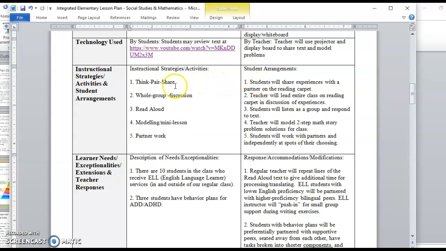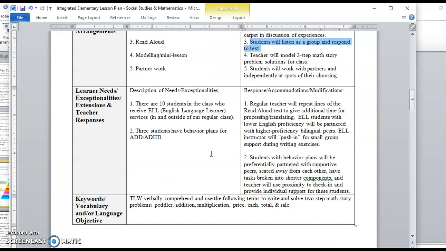For the student arrangements, you want to match up your instructional strategy with the particular student arrangement that it's utilizing. So think, pair, share. They're going to be working with a partner on the reading carpet. Right? During the read aloud, they're going to listen as a group and respond to the text while they're still at the reading carpet. This section here about learning exceptionalities and needs, this relies on some of those exceptionalities that we talked about in our projects earlier this semester.